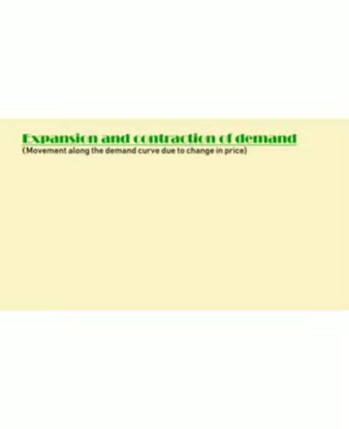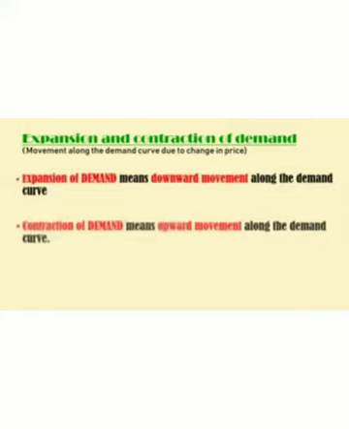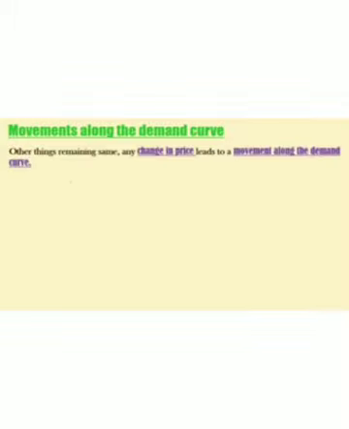First, we will learn about expansion and contraction of demand. That means movement along the demand curve due to change in price. Expansion of demand means downward movement along the demand curve. Contraction of demand means upward movement along the demand curve. Let's see how movements along the demand curve take place. Other things remaining the same, any change in price leads to a movement along the demand curve.